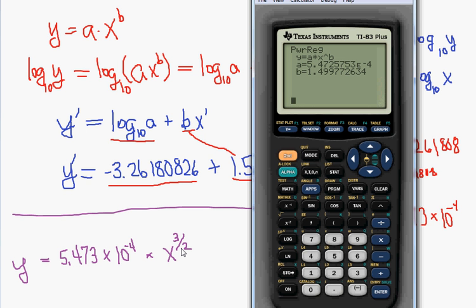If the function is not built in, then it is your responsibility to be able to use your skills from algebra to be able to transform it from an intrinsically linear function like y equals a x to the b to something that is linear like the one in blue.